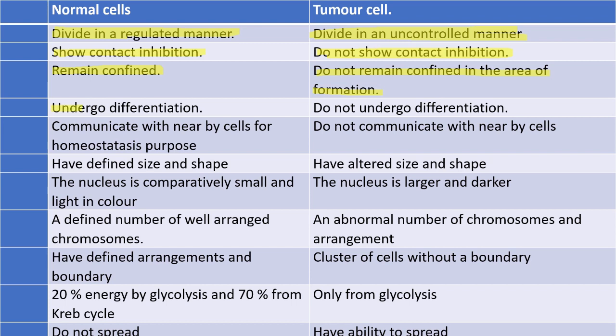Normal cells undergo differentiation. There is a proper differentiation of normal cells, while tumor cells do not undergo any type of differentiation.